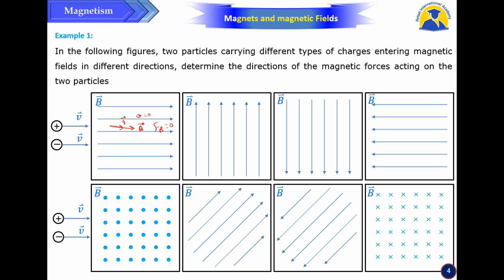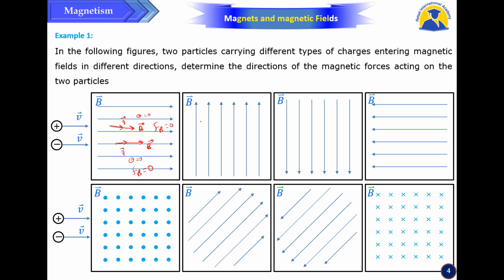Okay, this one is for the positive charge. For the negative charge, it will be the same. The magnetic field direction is to the right, the velocity also to the right, so theta equals 0. So FB will also equal 0 because sine 0 equals 0.